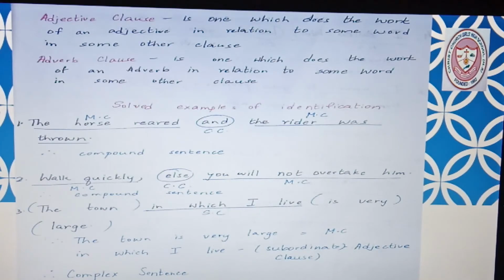In 'the town is very large', 'is' becomes the main verb here. It was mentioned before that in a complex sentence, the main clause contains the main verb. Since it has a subordinate clause, we can well understand that this is a complex sentence. The subordinate clause is an adjective clause, 'in which I live'. In 'the town in which I live', it performs the function of an adjective. Next.